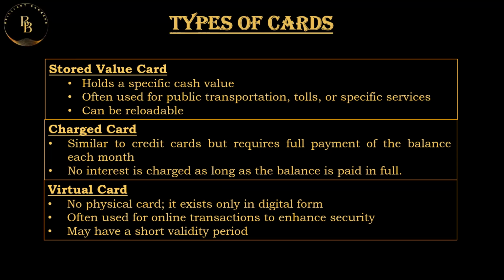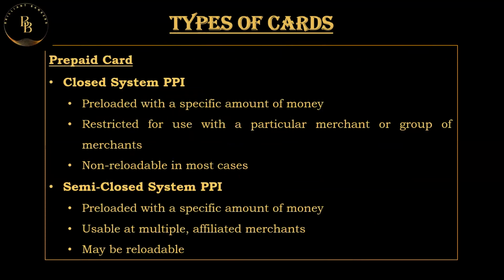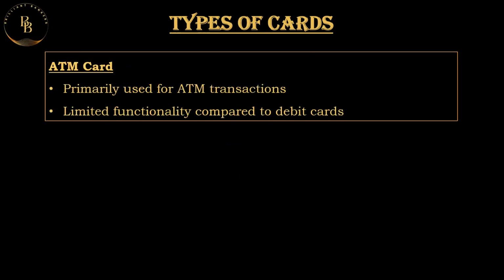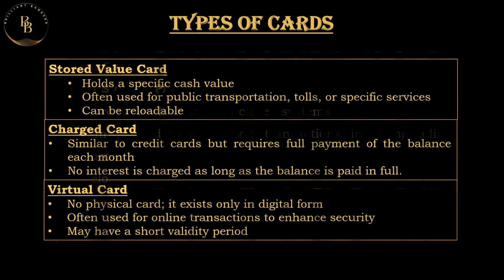So, the different types of cards that we have gone through are the stored value card, charge card. The prepaid cards are of three types: the closed system prepaid card, the semi-closed system prepaid cards, the ATM cards, the debit cards, and the credit cards. So these are the different types of cards that we have gone through.